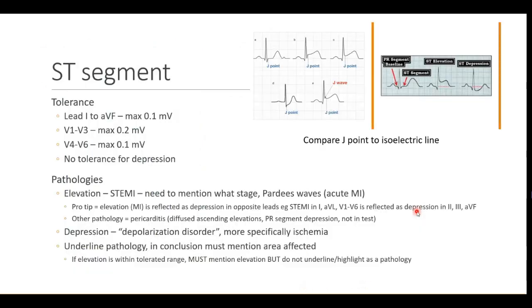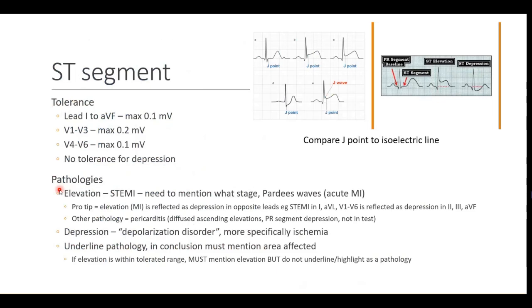Now for the ST segment. You should definitely know all these tolerances, which I've mentioned over here. Generally, these apply for elevation, that it can go a maximum of this much. And if you have an elevation that is higher than this, it's 100% a pathology. You have to underline it and you have to somehow mention it in your conclusion. Like, what exactly is this elevation for?